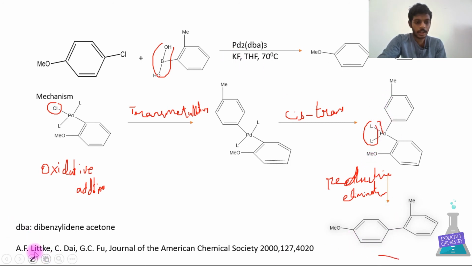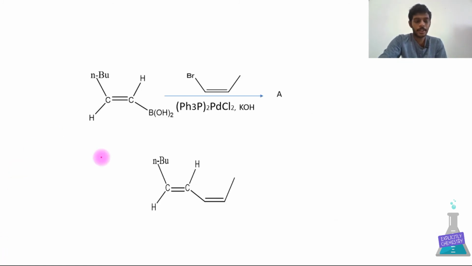This is also from a JACS paper. Here the DBA means dibenzylidene acetone. This is a previous year question. Here you see this is an organohalide and this is a boronic acid. They have given palladium 0 complex in the presence of a base.